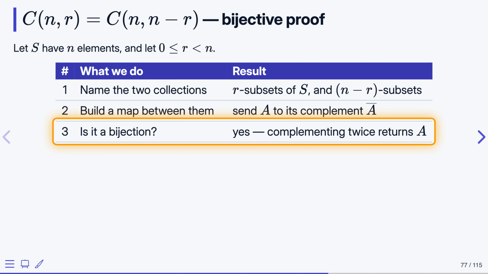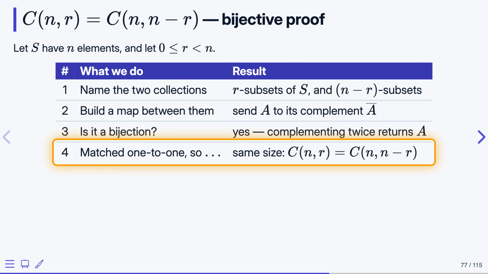Step 3. Check it is a bijection. Take the complement twice and you are back at A, so the map undoes itself. Nothing is missed and nothing is hit twice. Step 4. Two collections matched one-to-one have the same size. So C(n, r) equals C(n, n minus r).